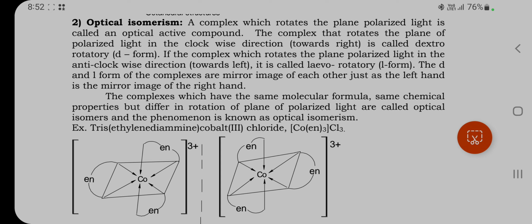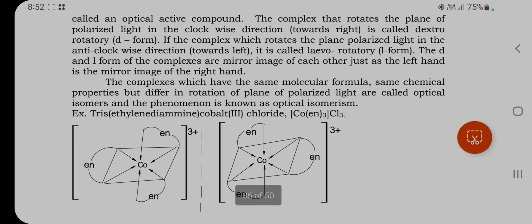The complexes which have the same molecular formula and the same chemical properties, but differ in the rotation of the plane polarized light, are called optical isomers, and the phenomenon is known as optical isomerism. Take the tris(ethylenediamine)cobalt(III) chloride ion. The first structure is the D form which rotates the plane polarized light towards right, and the second structure is the L form, which rotates the plane polarized light towards left.